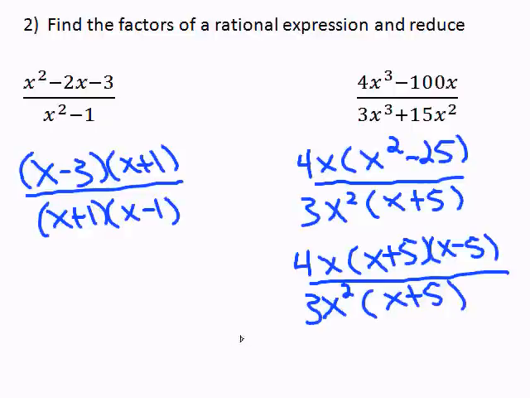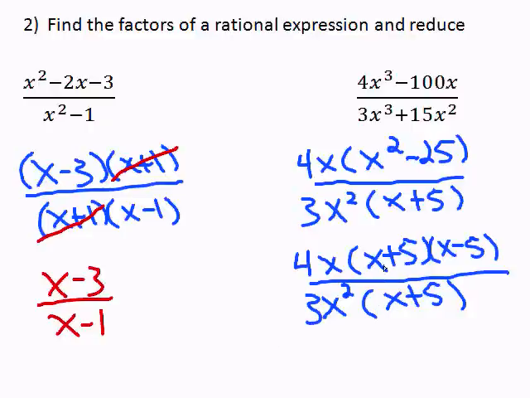Okay, I've gone ahead and factored the expressions for you. What we're going to do now is cancel out like factors on top and on bottom. We notice top and bottom of the first expression has an x plus 1 and an x plus 1. So we can cross those out, leaving us with x minus 3 over x minus 1.